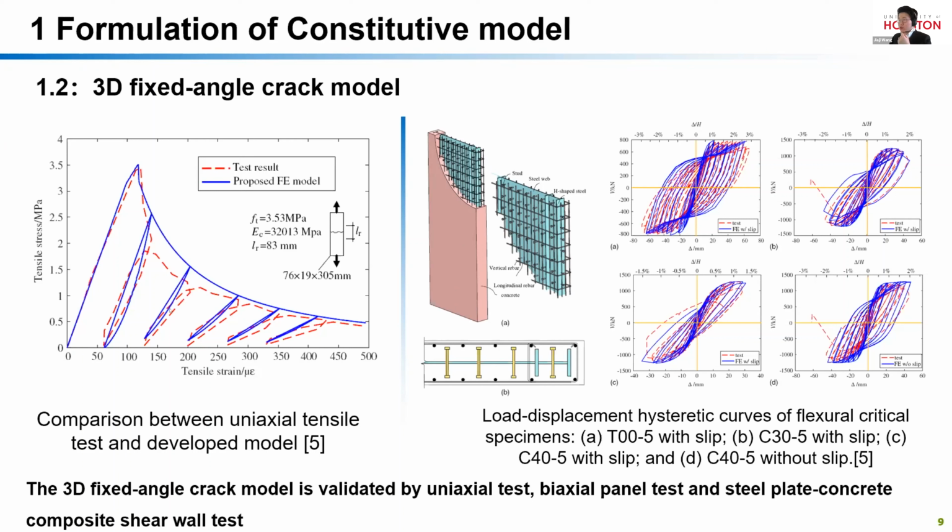The figure to the left shows the comparison of the test result of a plain concrete member under uniaxial tension load. The tensile stress versus the tensile strain curve of concrete is well predicted by the model, and also the loading and unloading behavior are also predicted well.